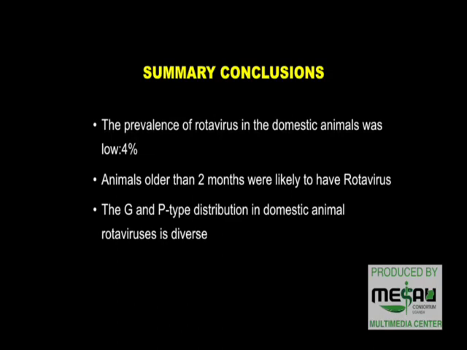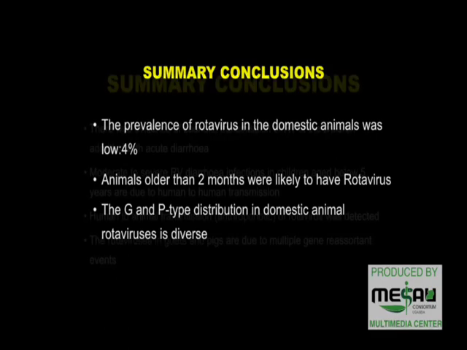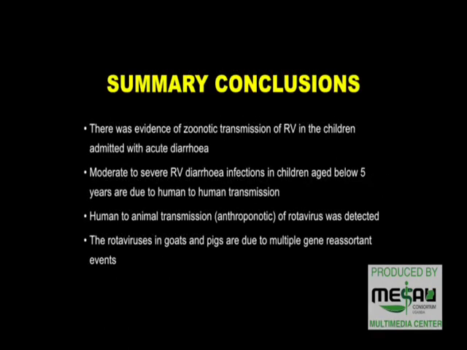And the animals which are older than 2 months were unlikely to have rotavirus infection. The G and P distribution in the domestic animals was diverse. There was evidence of possible zoonotic transmission in the rotaviruses in the children with acute diarrhea, with moderate to severe rotavirus infections in the children being mostly due to human-to-human transmission. And also human-to-animal transmission of rotavirus was detected. And we noted that the rotaviruses in the goats and pigs are due to multiple gene reassortment events.